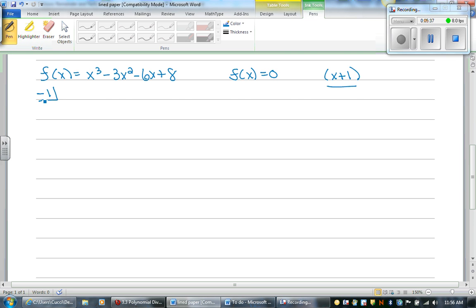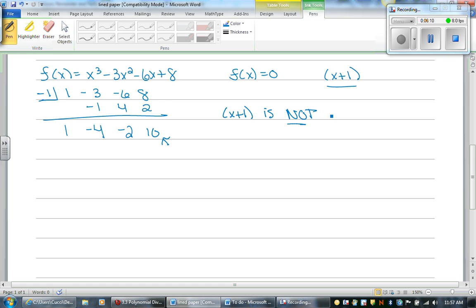Okay? So we're going to put down our coefficients. We're going to drop that 1. 1 times negative 1 gives me my negative 1, and negative 4. 4, negative 2, and 2, 6. 10, sorry. 10. I have forgotten how to add. Okay, so we know that x plus 1 is not a factor because my remainder is not 0.